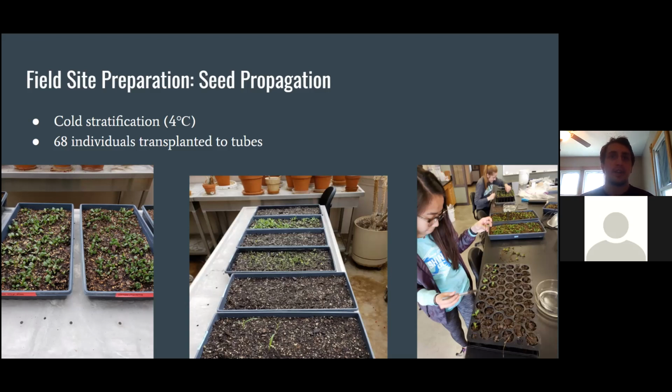This stratification is needed for several plants to mimic the winter, obviously, to trigger growth in the spring, because without it, they would hardly have any germination. After roughly a month and a half of cold stratification, we placed all trays in the greenhouse where they were regularly watered and cared for.